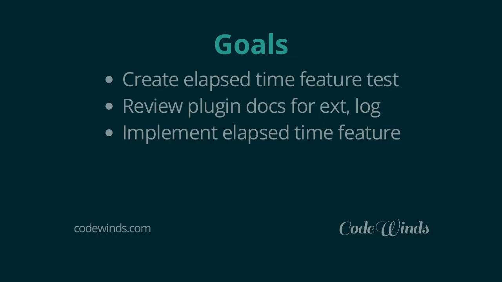In this tutorial, I will demonstrate how to create a test for our elapsed time feature of this Hapijs plugin. We will review the relevant Hapi documentation so you will know where to find details you need for calling the Hapi API, specifically regarding plugins, server extensions which hook into the request lifecycle, and also how to listen for log events. We will finish off this tutorial by implementing our elapsed time feature.